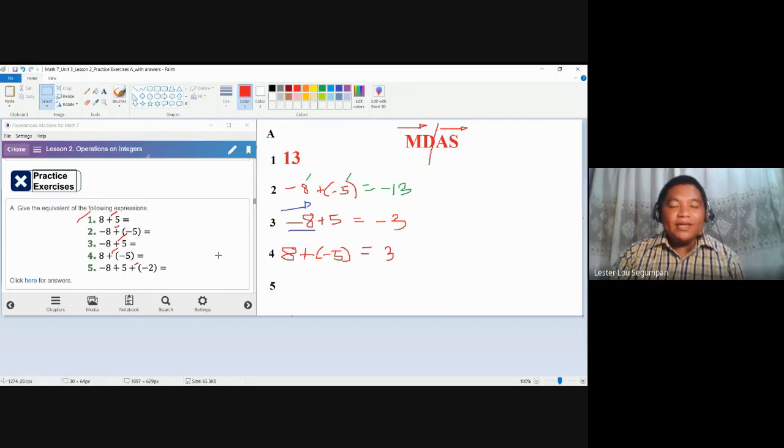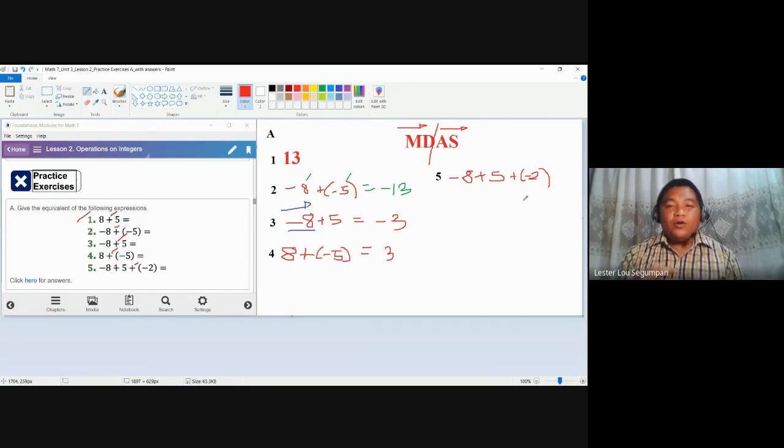Number 5, you will see the combination of the rules of signs I am talking about. So let me copy here number 5. Let me transfer number 5 here para mas malaki yung area natin. So we have -8 plus 5 plus -2. If some of you could answer this immediately just by one glance, that's good. That's okay. No problem with me. As long as you're really, really sure that your answer is correct.